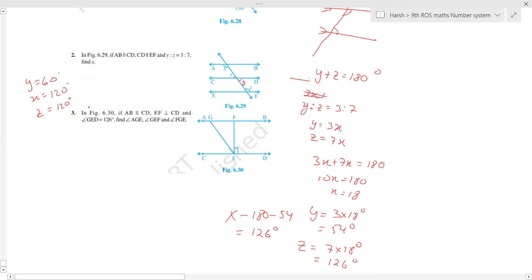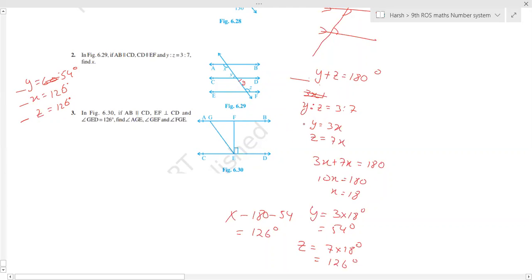Yes, sir. I had made the mistake. I did not write x plus y, x plus z, y plus z is equal to 180. I did not do that. So all the answers were wrong here. This is the correct answer for others: y 54, x 126, z 126. Yes, sir. Okay. Understood?